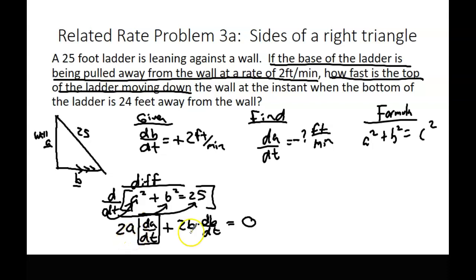We need A, B, and dB dt. Okay, so which ones do we have already? We have dB dt. What is it? It's 2. What else do I have? What is B? There you go, there's your B value, 24 feet. That's how far away it is from the wall at that point. Which one do I not have then? How am I going to find A? Because I need this before I can begin finding dA dt. Any thoughts?